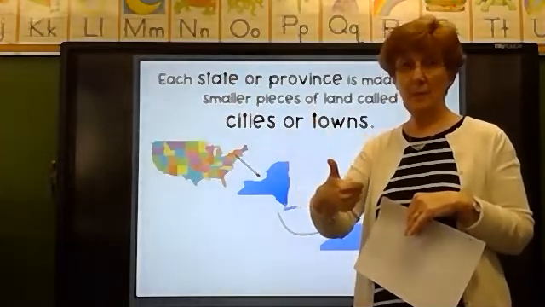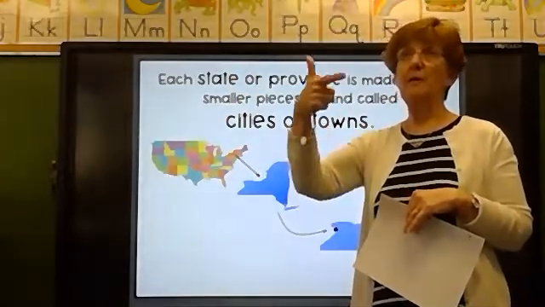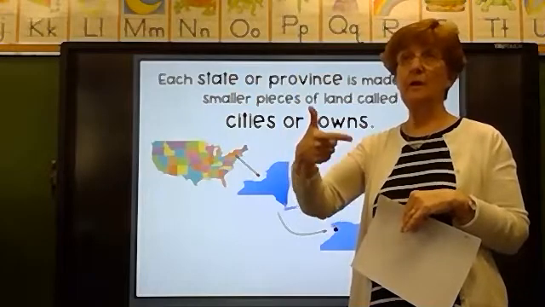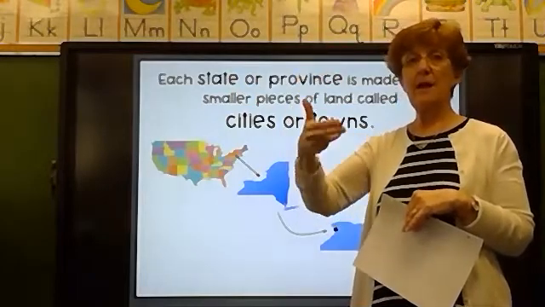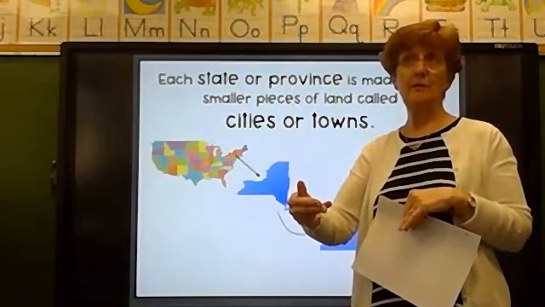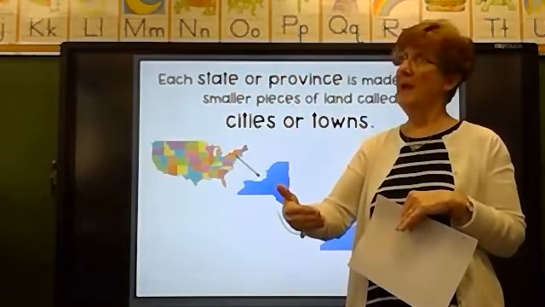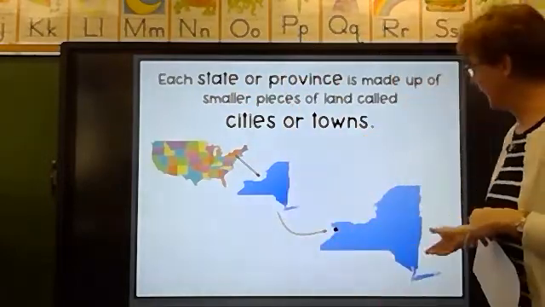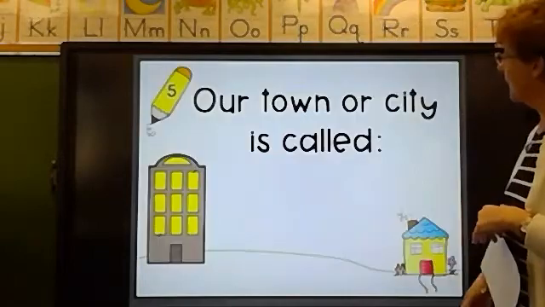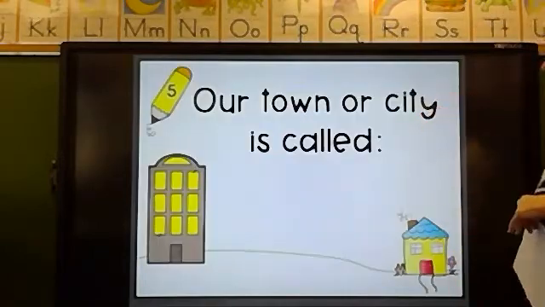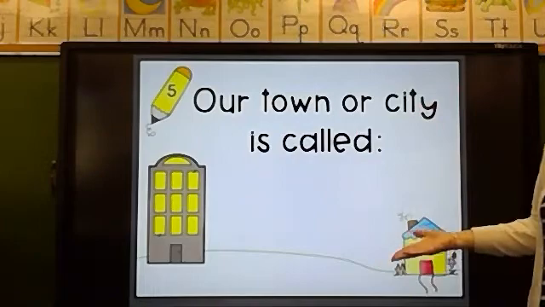Like I said, Mrs. Moran lives in Castleberry. Some of you live in Sanford. Some of you live in Lake Mary. Some of you live in Deltona. Some of you live in DeBary. Some of you live in DeLand. So your town or city is called what?